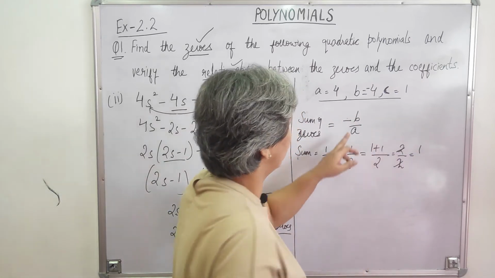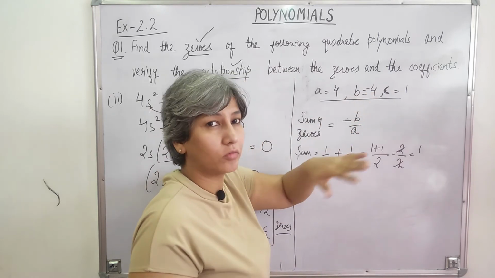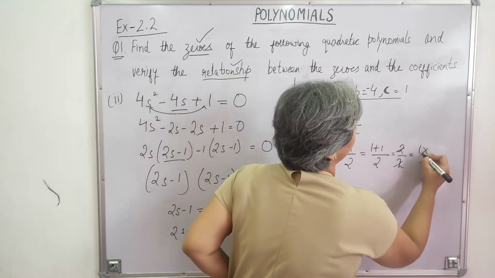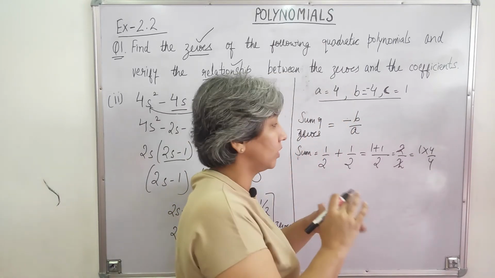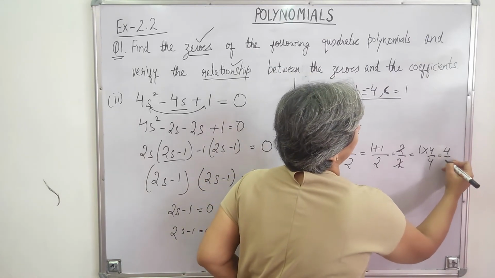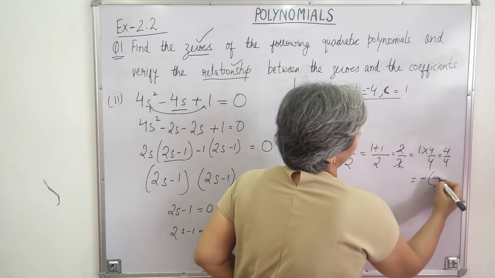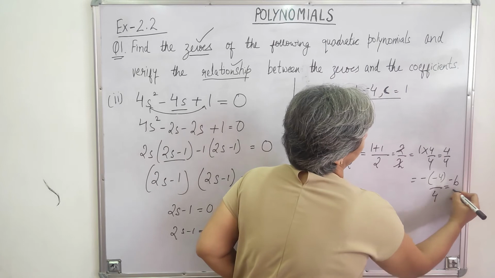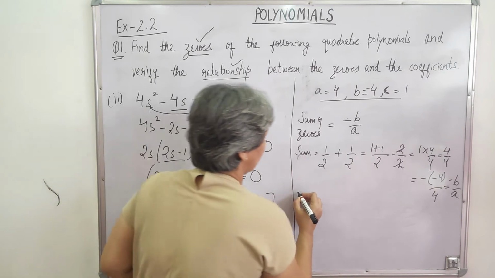And if you can see, minus b by a: minus b is minus of minus 4, that will be 4, divided by 4, that is 1, right? But to get it in that format, we can multiply the whole expression by 4 by 4. We're not doing anything extra, we're just multiplying it by 1 only. 4 by 4 is nothing but 1. So it will give me 4 by 4, or we can say minus of minus 4 by 4, which is nothing but minus b by a, right?